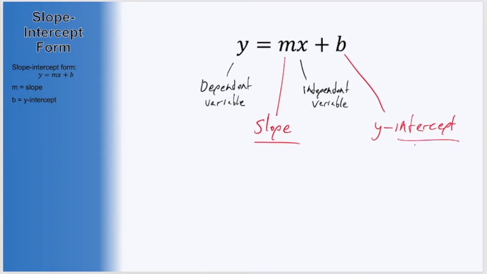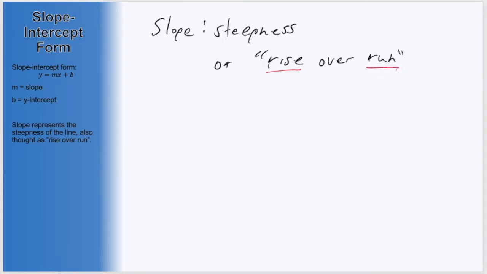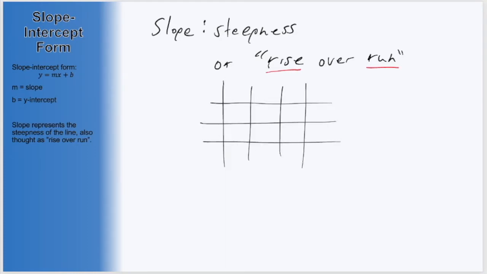Let's review what these terms mean. The slope of a line represents how steep the line is, and is often thought of as rise over run. That is, we think of how much the line goes up or down in y between any 2 points as the rise, and how much the line goes left or right in x as the run. Let's say we were looking at a grid here, with 2 points on our line here and here. So the line is going like this.